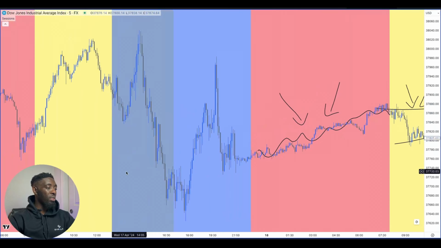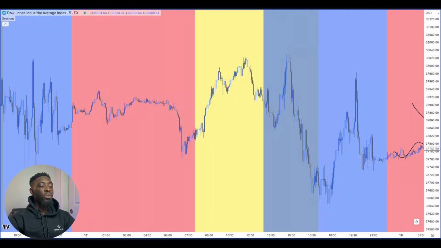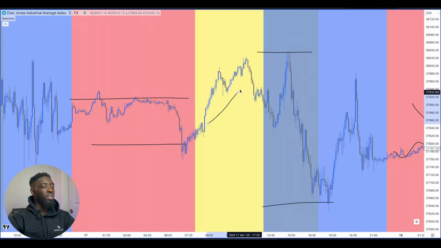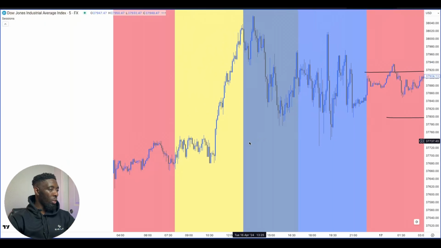Now you can flip this as well. This is another period right here. Notice what happens during the overlap period. There's this massive movement. You're comparing it to this one, and when you compare this to the previous ones, this and this are massive compared to the previous ones. So you can do this on other pairs as well.